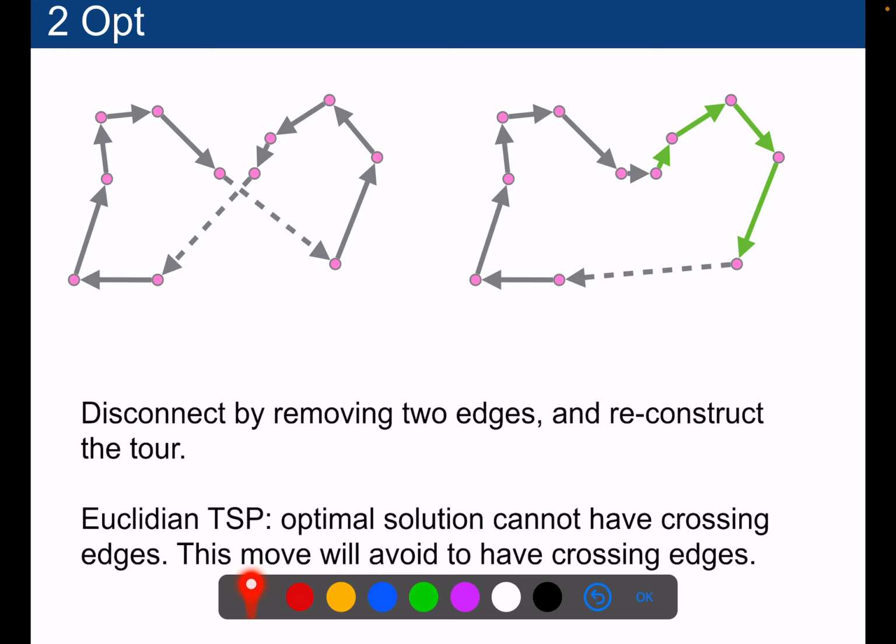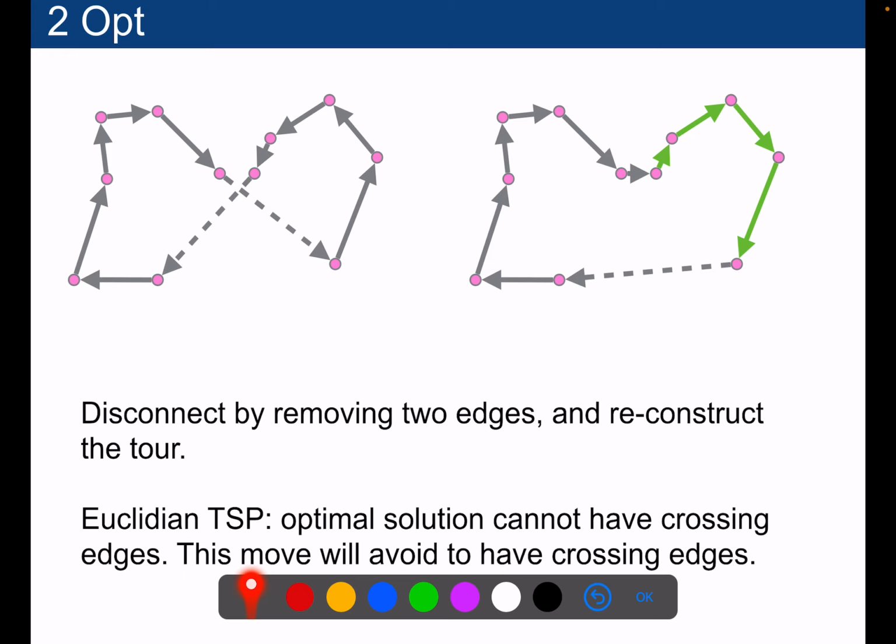This is what we call a Euclidean TSP, traveling salesman problem, because the distance is equal to the Euclidean distance here on a two-dimensional space. In a Euclidean TSP, it's quite easy to realize that in any optimal solution, you cannot have crossing edges. Why is it the case? If it's not the case, simply by breaking the crossing here, you can always improve the length, right?